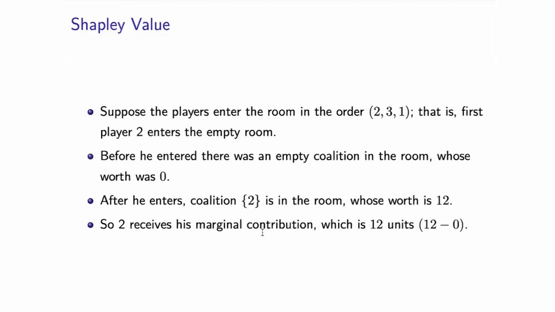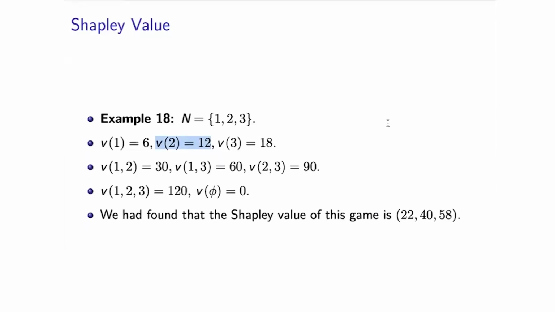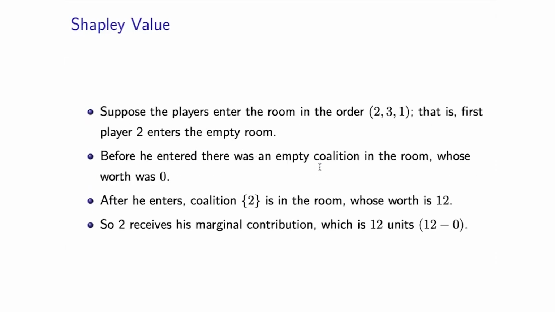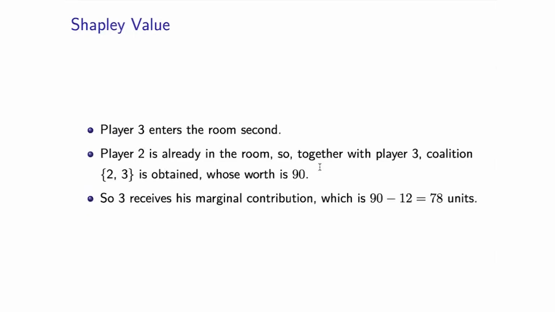What about after that? Then 3 enters, and the coalition that emerges is 2 and 3. Initially you had 2, then 2 and 3 together, so the value of the coalition increases from 12 to 90. At this point, 3 gets his marginal contribution, which is 90 minus 12: the value of the coalition now versus before he entered the room. Therefore 3 receives 78 units.